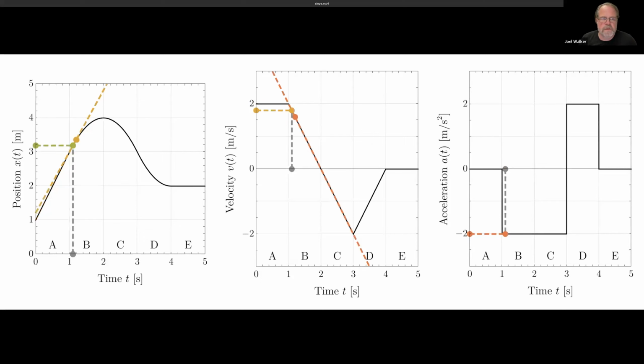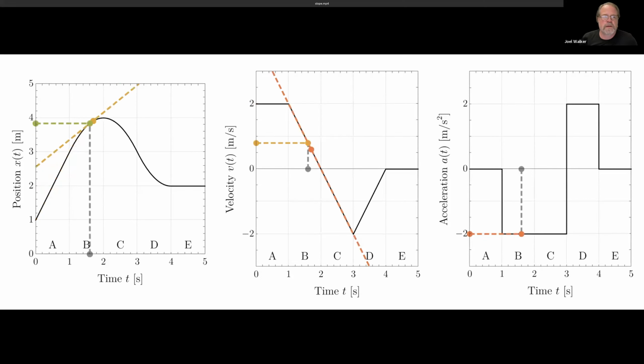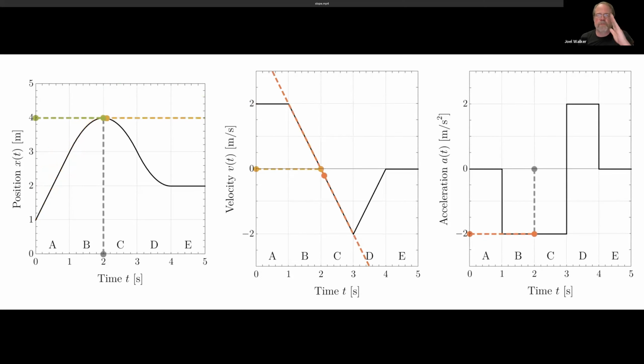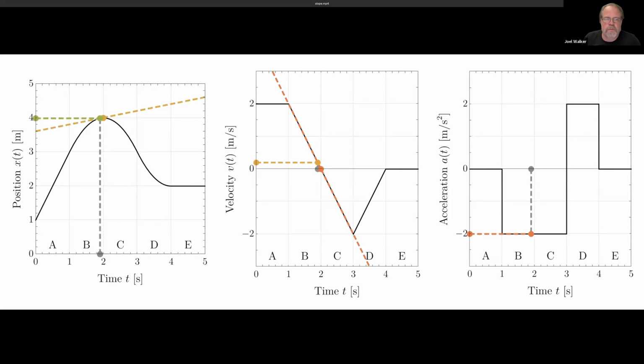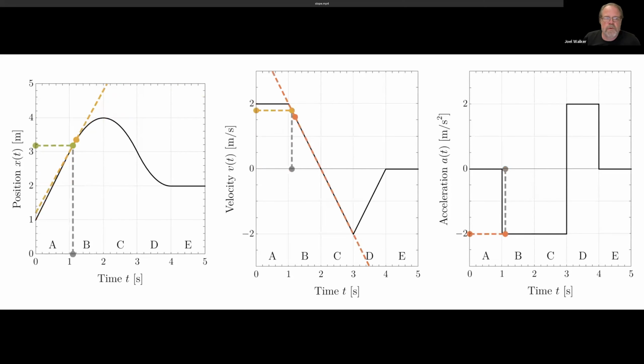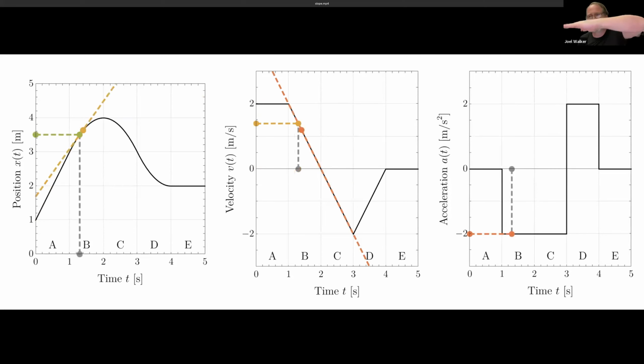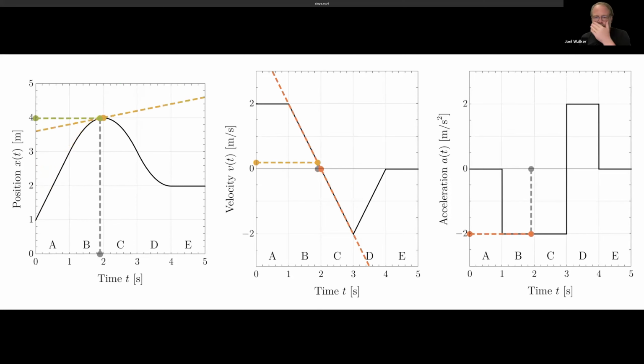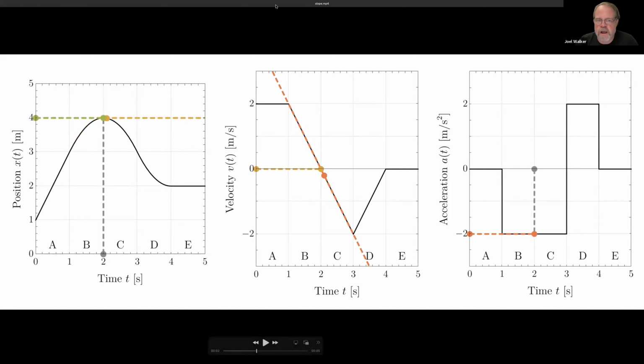Now in segment B, something a little different is happening. Let's look back at the position plot. We're moving from position 3 to position 4, but the slope is going from 2 meters per second to a value of 0, a horizontal slope at the end. So in segment B, we were actually slowing down. We went from a velocity of 2 meters per second to a velocity of 0. Correspondingly, in the velocity graph, the value of the velocity dropped from 2 to 0.